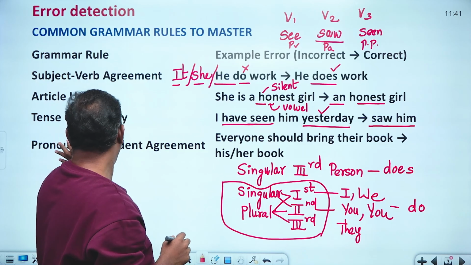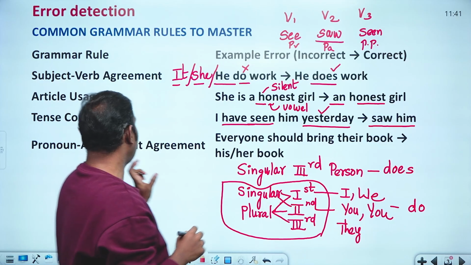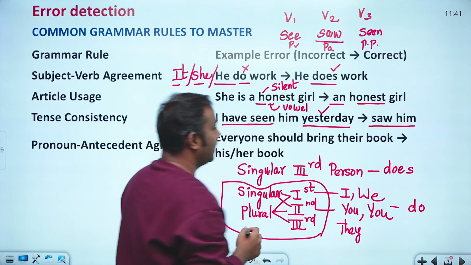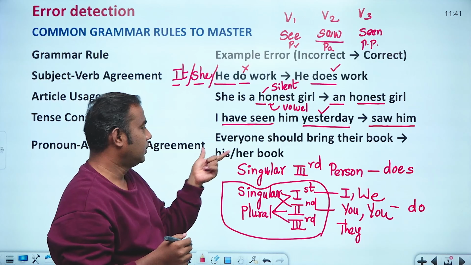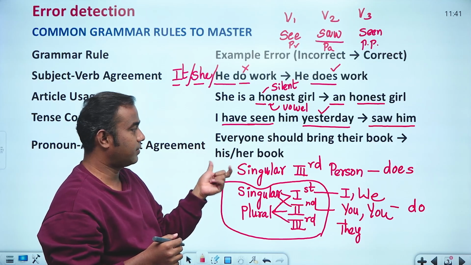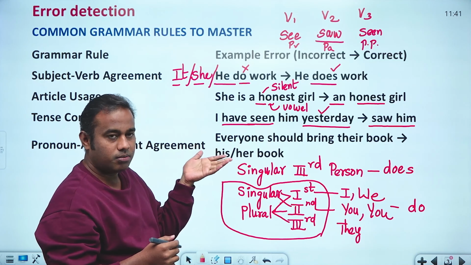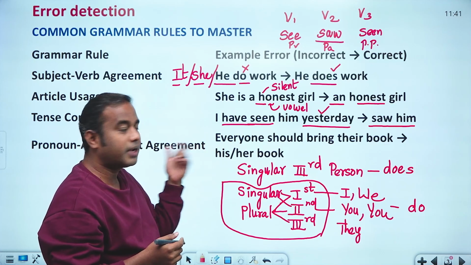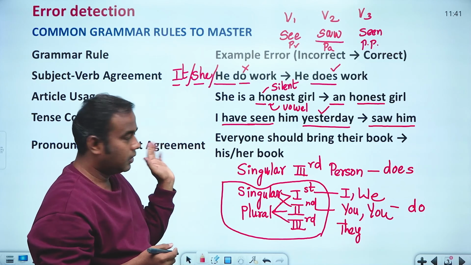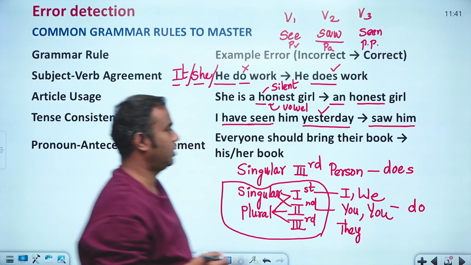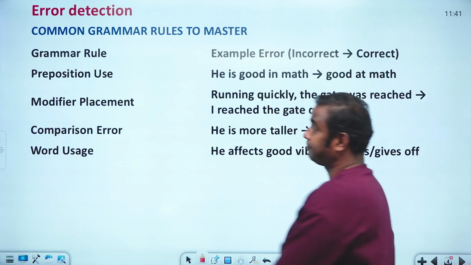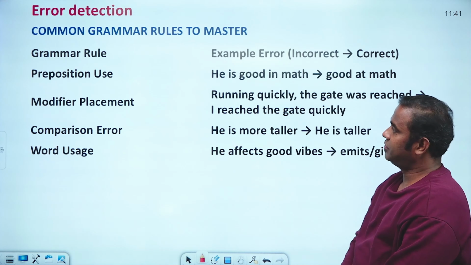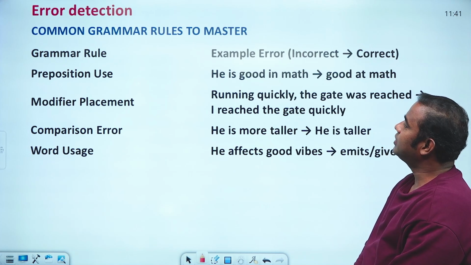And pronoun antecedent agreement. Here, if you look, everyone should bring their book. It should be everyone should bring his or her own book. Everyone is talking about what? That is verb agreement. So these pronouns, everything and all, you should be able to properly balance here. Then preposition usage. Look at here: he is good in math.